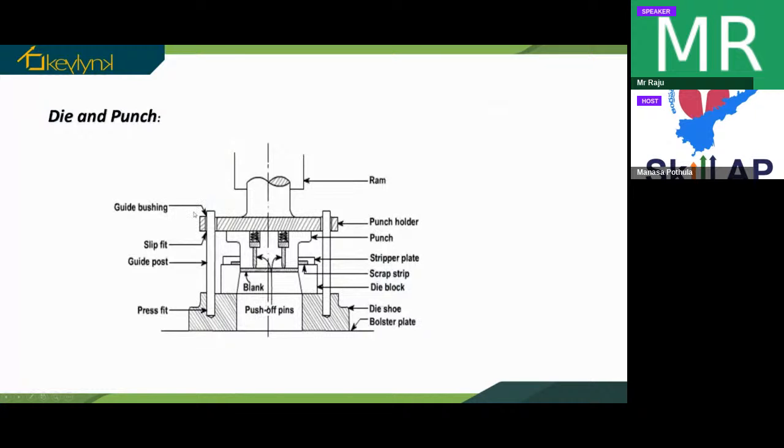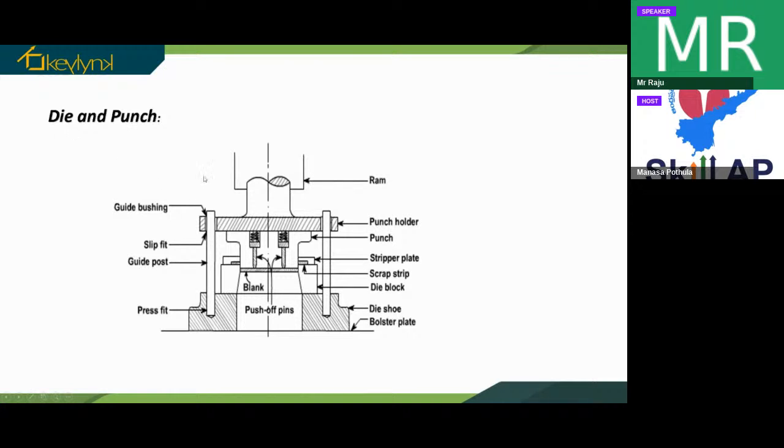And next we have the dies and punches that we use in sheet metals. So what are dies and punches? As I told, dies are the permanent molds, which will be of the pattern of the necessary component that we are trying to prepare.